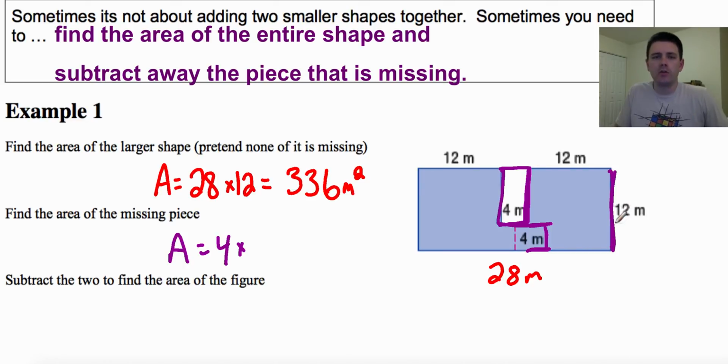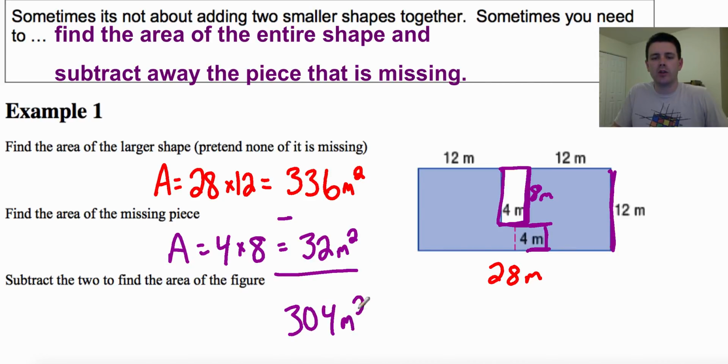To figure it out, do a little subtraction. 12 minus 4 gives me 8 meters for this section up here. 8 plus 4 is my total of 12. So I want to multiply times 8. 4 times 8 is 32 meters squared. Now, this piece is missing, so I don't want to add it on, I want to subtract it away because I don't actually have that piece. So 336 minus 32 gives me 304 meters squared.